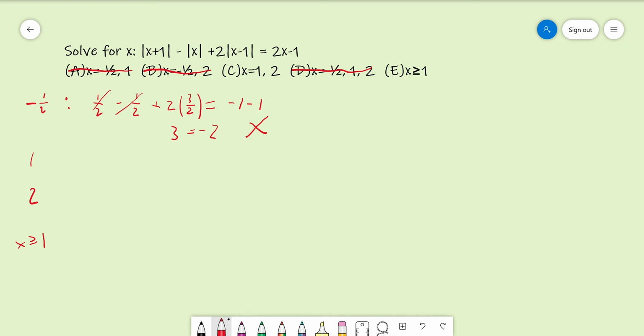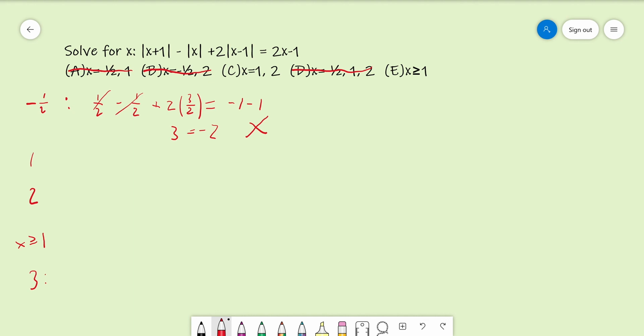Well, C is 1 and 2, and E is everything that's greater than or equal to 1. So if we just check like 3, then if 3 works, then C can't be the answer, and if 3 doesn't work, then E can't be the answer. So let's try 3.